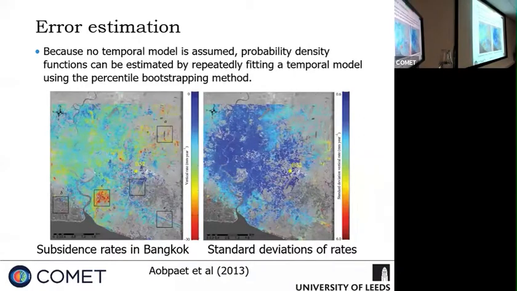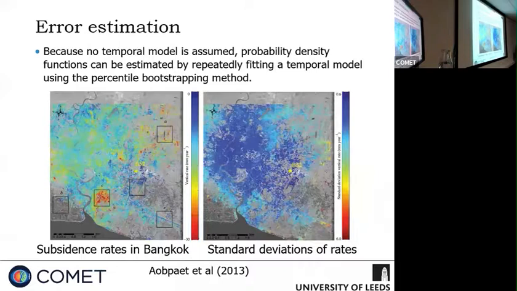One other nice thing about the spatial correlation method: by not estimating a temporal model, we can say something about the errors in our velocities. We can say something about the probability density function. So how reliable is every point? That's essentially what we want to know when we're looking at these results.